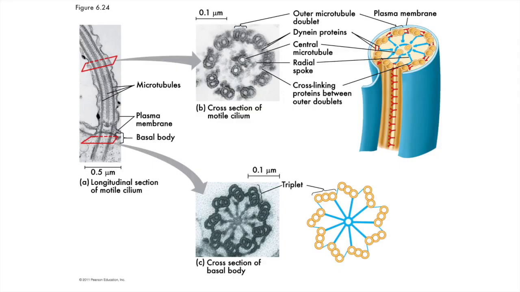Inside the cell, at the root of the cilium or flagellum, is a basal body with the same 9 triplets that we saw in the centrioles. In the shaft of these structures, it switches to a 9+2 arrangement, so there are 9 pairs of microtubules and another pair in the middle.